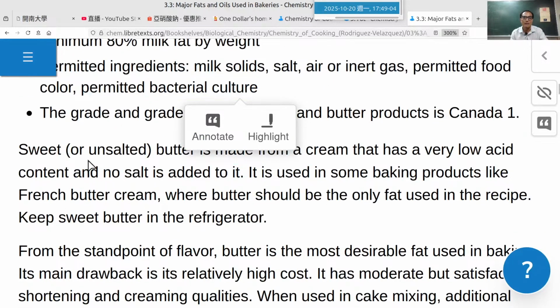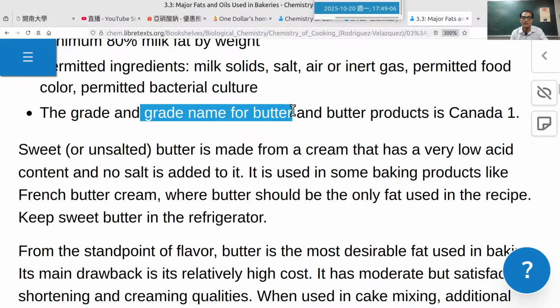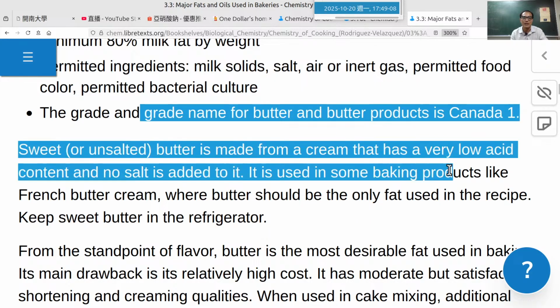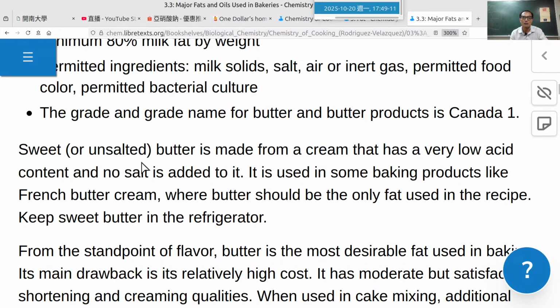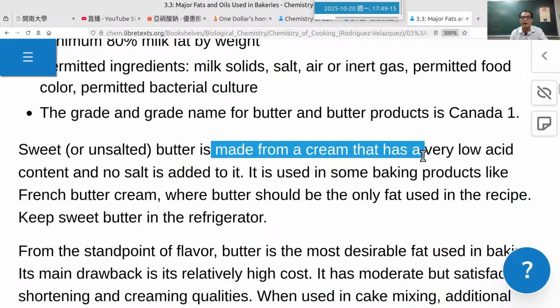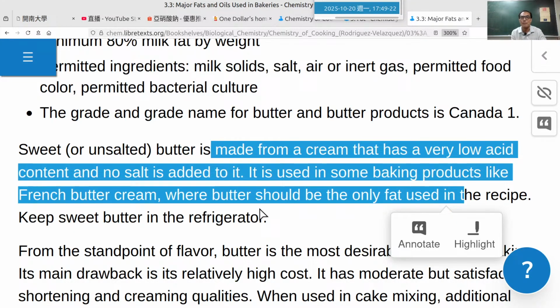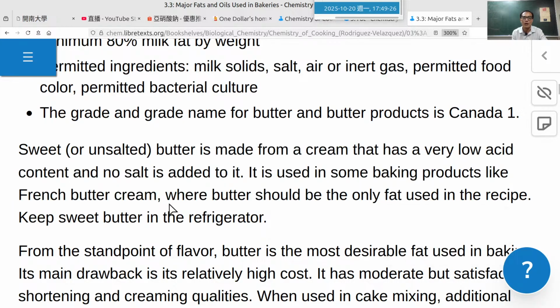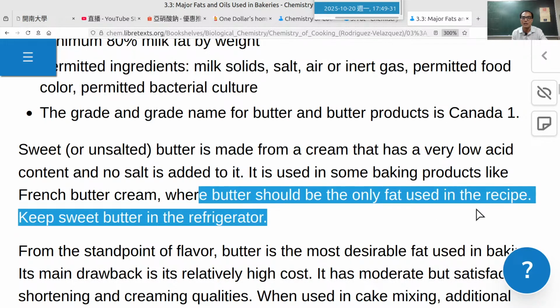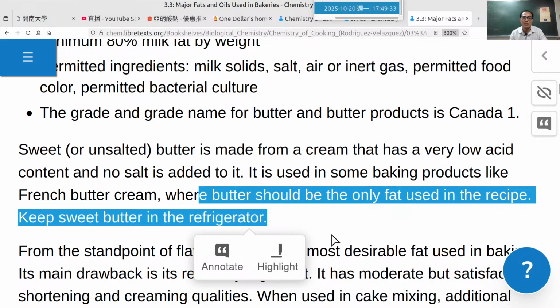Okay. And the grade names of butter and butter products in Canada. Sweet or unsalted butter is made from a cream that has a very low acid content and no salt is added to it. It is also used in some baking products like French butter cream, where the butter should be the only fat used in the recipe, and keep sweet butter in the refrigerator.